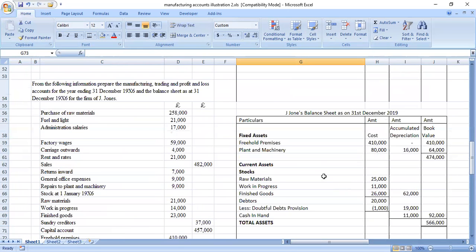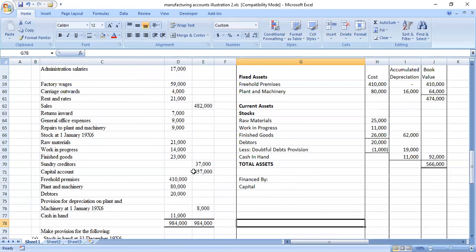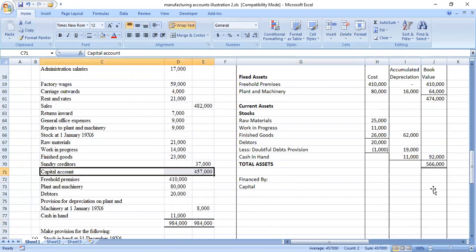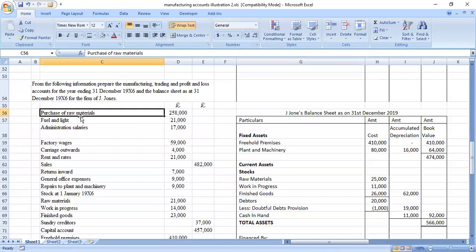So we move on now to the other side of the balance sheet, the capital and liabilities. So financed by capital, ni ngapi? You have capital here is 457,000, si ndio? Yes. Capital is there. Do you have drawings? We're supposed to deduct drawings from capital. I did not see any drawings. I haven't seen any drawings.